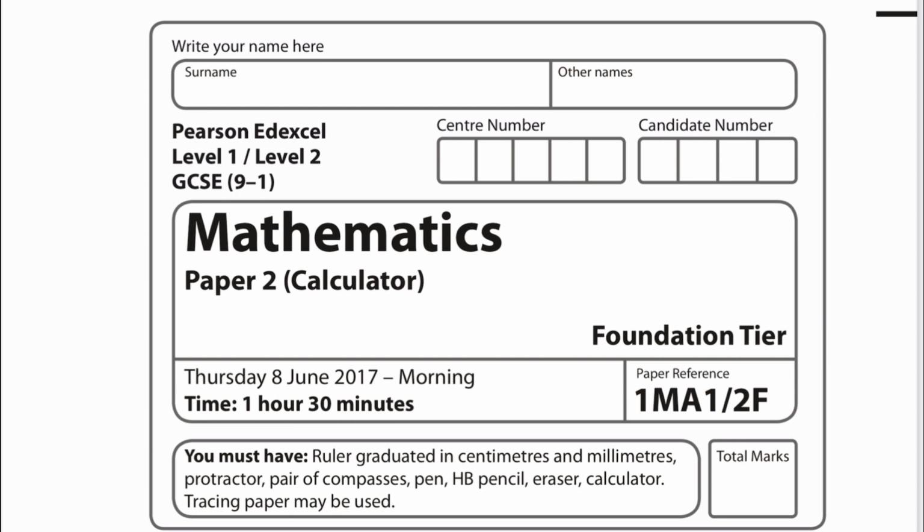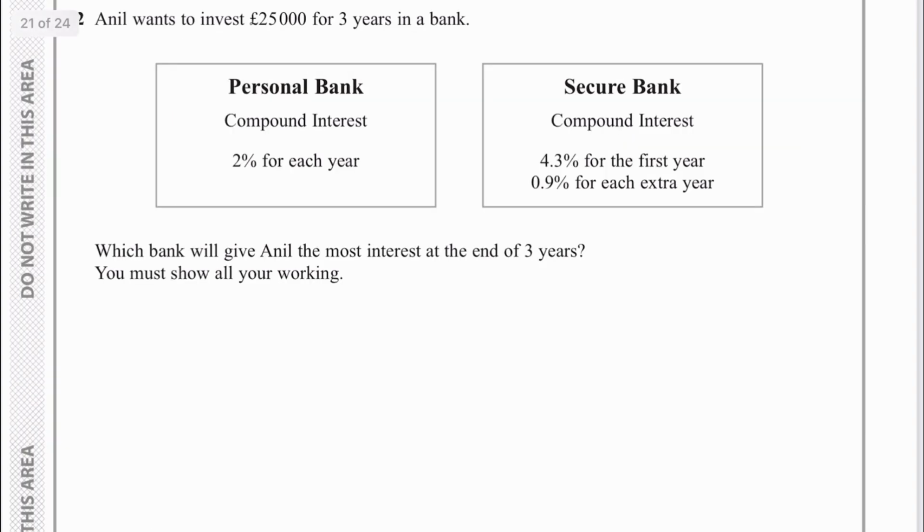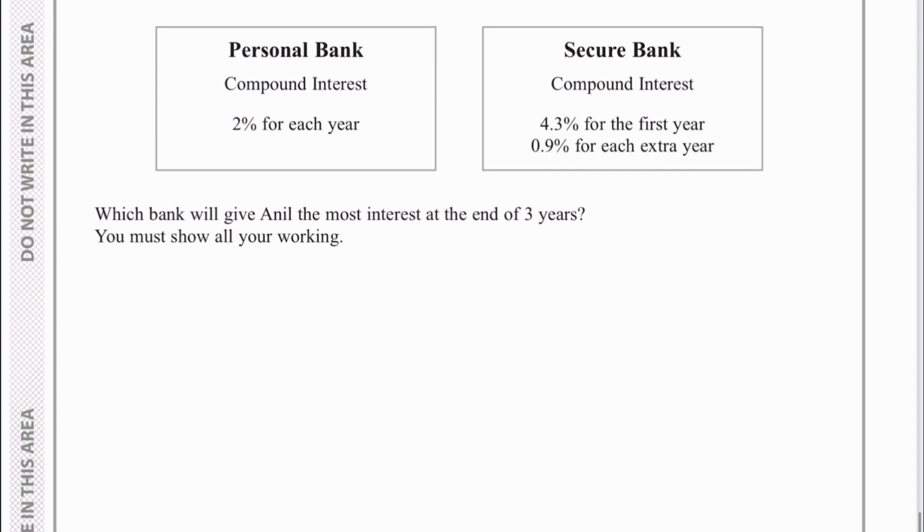Hi, in this particular video we're going to be looking at the Paper 2 Foundation tier for Edexcel from June 2017. In the previous video we completed through to question number 21 and we're going to start here with question number 22 onwards, and we should be able to get to the end of the paper. Anil wants to invest £25,000 in a bank for 3 years, and he gets two options. He's either got compound interest or compound interest where you've got slightly different rates for the first and then additional years. So let's look first of all at the personal bank.